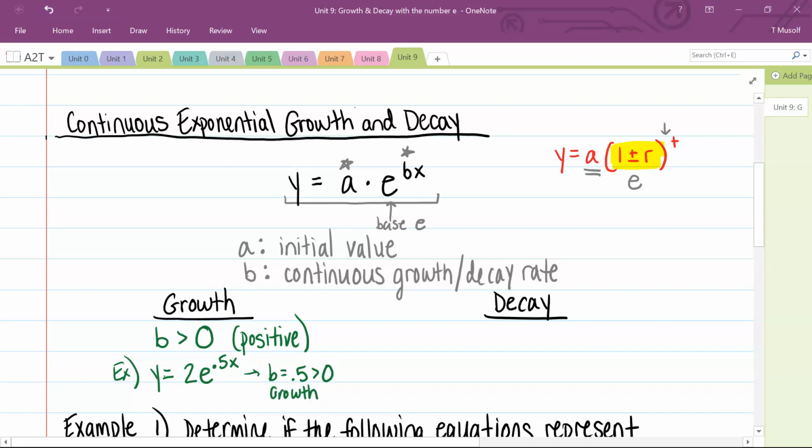All right, it's decay if that b value is less than 0, meaning it's negative. Which makes sense, right? Growing, positive; decay, negative. Seems reasonable. All right, so again, to give you another example, if I had something like 5e to the negative 0.2x, right? Because that's a negative 0.2, and that's less than 0, that we would say is decay.